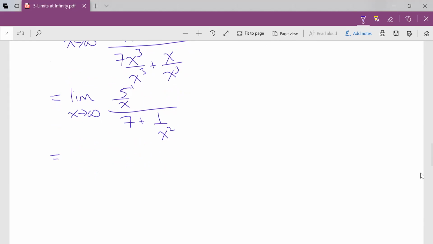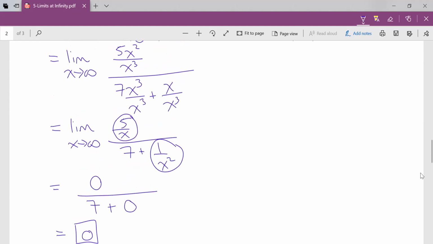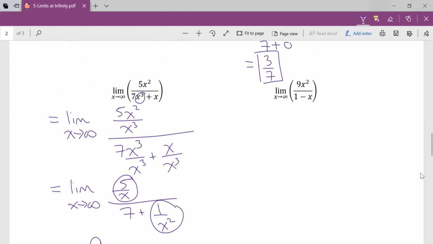As x goes to infinity, 5 divided by a really, really big positive number will be 0. 7 is just 7. There's no x in it. Plus 1 divided by x squared: 1 divided by a really, really big number squared, that's positive, will be 0. Guess what I get? 0. That's what the limit is. The limit as x goes to infinity for this function will be 0.